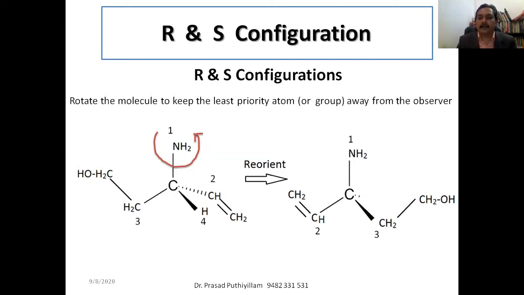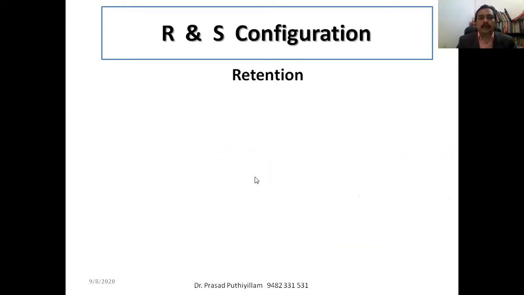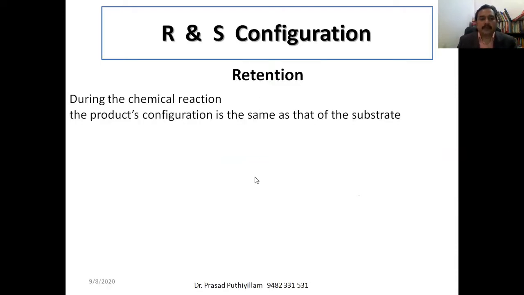Then, priority order as per that, the least priority atom is behind the molecule, kept away from the observer. Therefore the orientation is 1, 2, 3 like that, towards the left side. Therefore this is an S configuration. You cannot count here; if you count, that will be different. Therefore, as per the CIP rule, as per the actual configuration that we are giving, it becomes an S molecule.